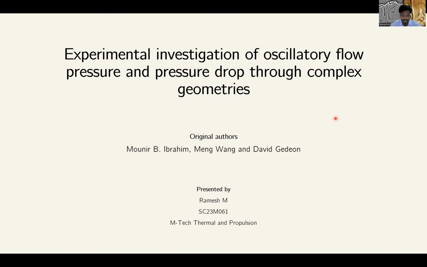Hi, I'm Ramesh, and I will be discussing the topic of pressure drop across complex geometries when there is an oscillating flow, mainly focusing on the regenerators of the Stirling engine. So this is the paper given to me, and these are the original authors.